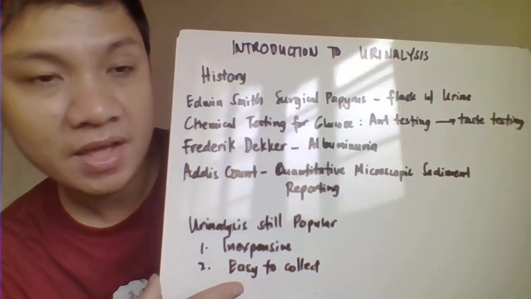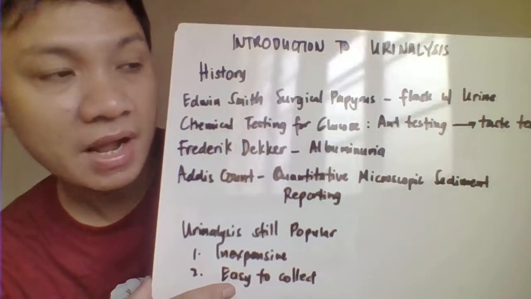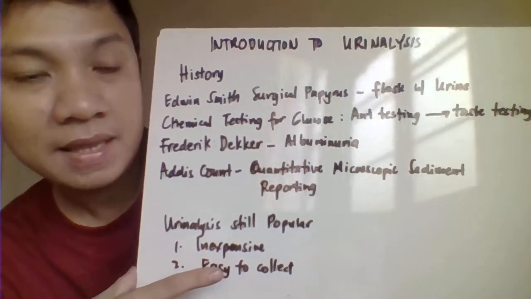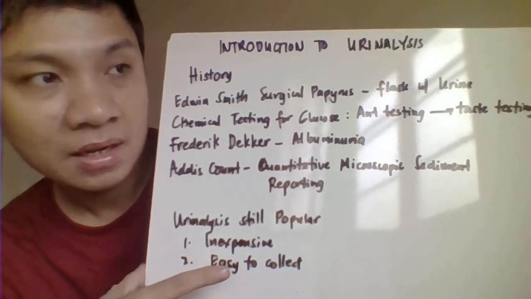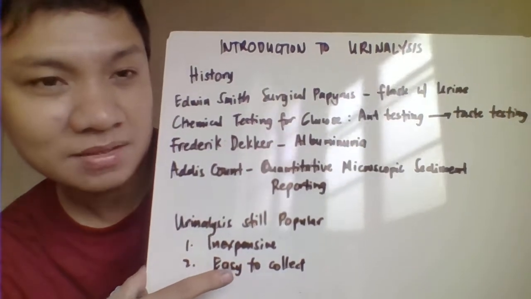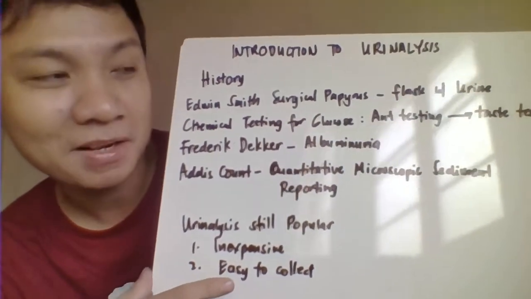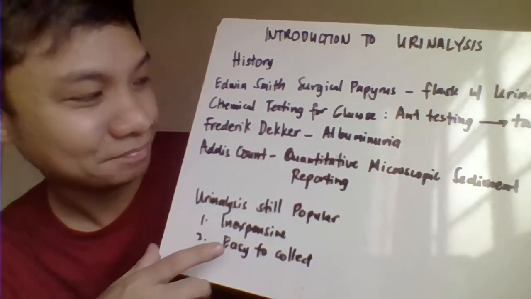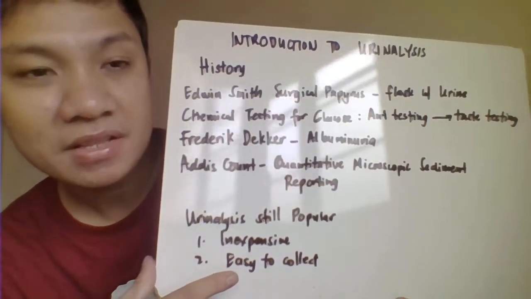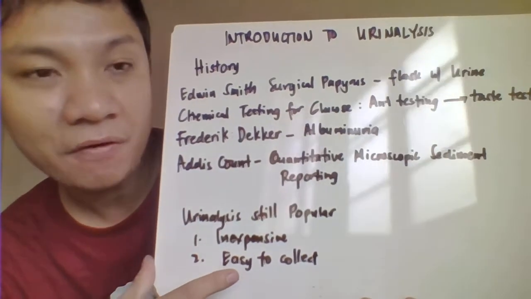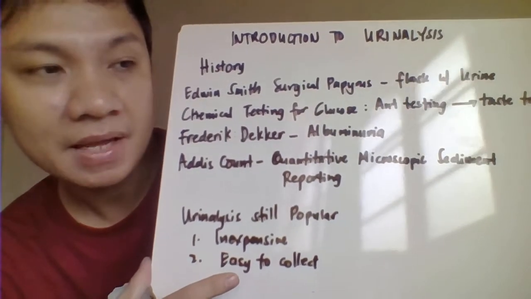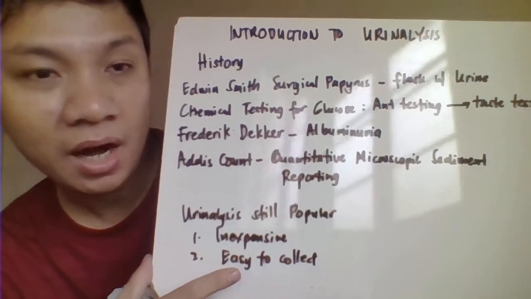Of course, if the urine of the patient has a very high level of glucose, then the ants will be attracted to that. Another one is taste testing, so they would taste it. If it tastes sweet, it's a diabetic patient. Kadiri nga lang. Then we have the discovery of albumin testing by Frederick Dekker.